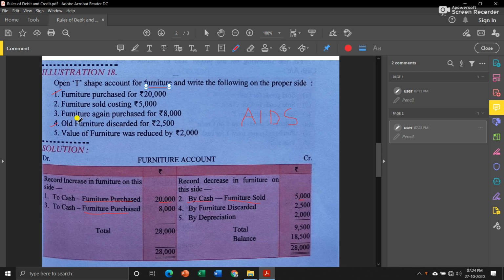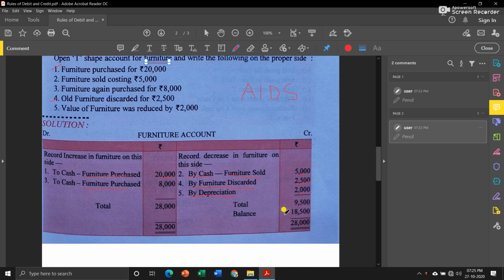Now after that, transaction number 4: old furniture discarded. Discarded means it was thrown out from the business. That also leads to a decrease in the value of furniture, so we will write it on the credit side by writing by furniture discarded rupees 2,500. And the last transaction is that the value of furniture was reduced by 2,000. Reduced in value is nothing but what is known as depreciation, because every year we deduct some amount from the value of our assets, particularly fixed assets. Since the value has decreased by 2,000, we will write by depreciation rupees 2,000.